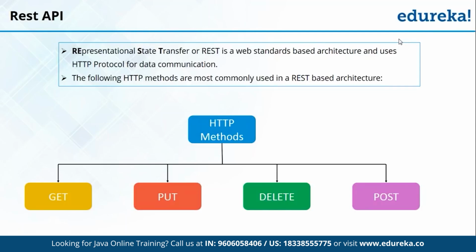Now coming down to the 4 major methods that you'll be using as part of your REST application, the first is GET. What GET does is that it takes a read-only access to the resource. That is, whatever resource is coming from the user, it basically reads it.